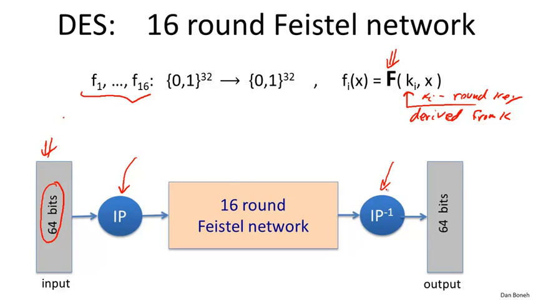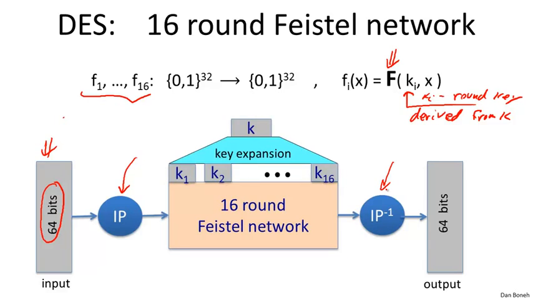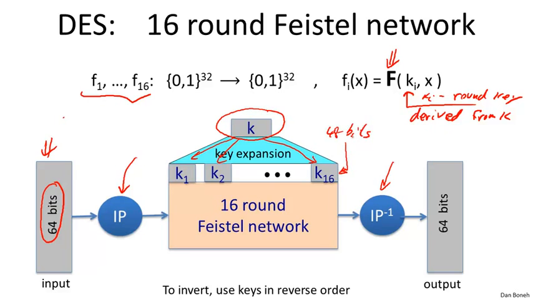Okay, now as we said, there's a key expansion step, which I'm not going to describe. But basically this 56-bit DES key is expanded into these round keys, where each round key is 48 bits. So we have 16 48-bit round keys, and they're used in the 16 rounds of DES. And then when you want to invert the cipher, all you do is you use these 16 round keys in reverse order.